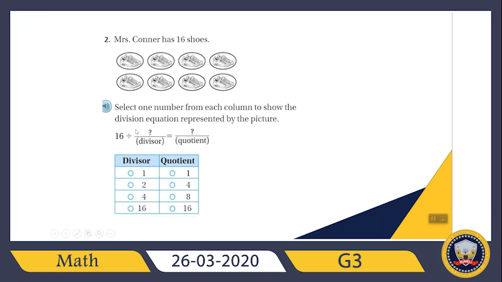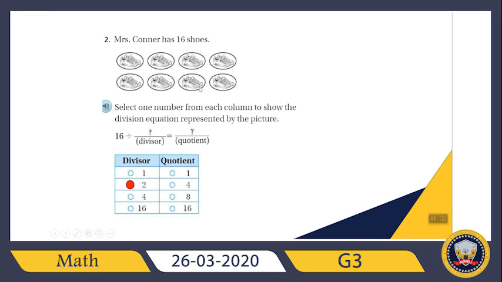to me. In this situation I need to write how many shoes they put for each group. How many shoes here? 1, 2. So my divisor will be 2. Good job. What about my quotient? 16 divided by 2 equal what? Or 2 times what equals 16? How can I find it?